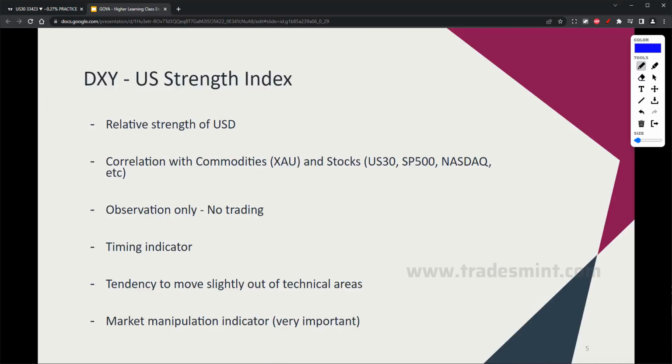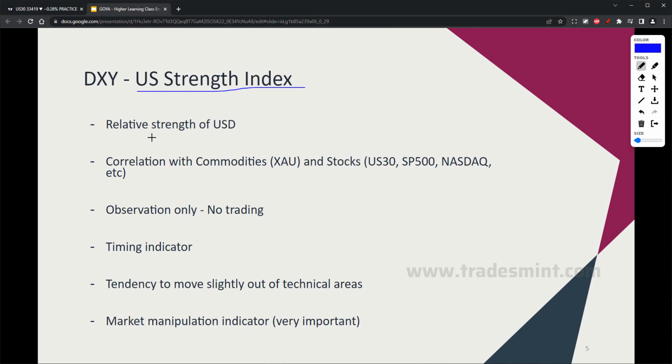Right, so now we get to the DXY, which is the US Strength Index, and it's going to be very, very important in our trading. It's going to allow us to understand better the storyline, see what's going on, and make our trading way, way, way more precise and more efficient. Okay, so let's go through the different characteristics of this instrument.